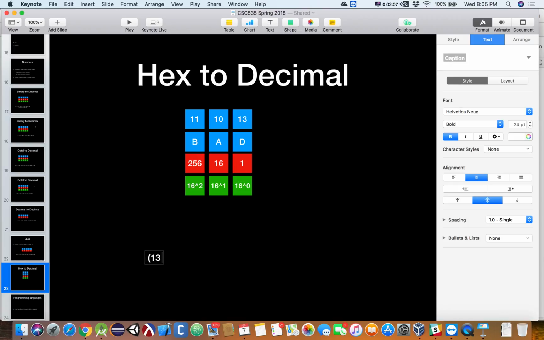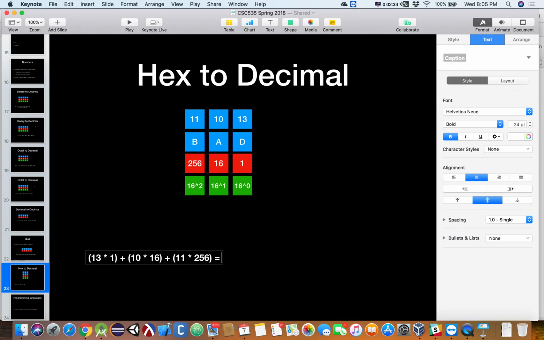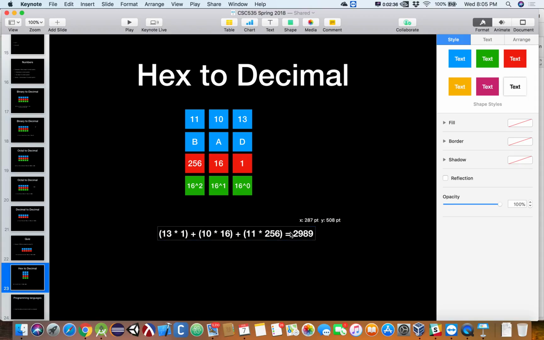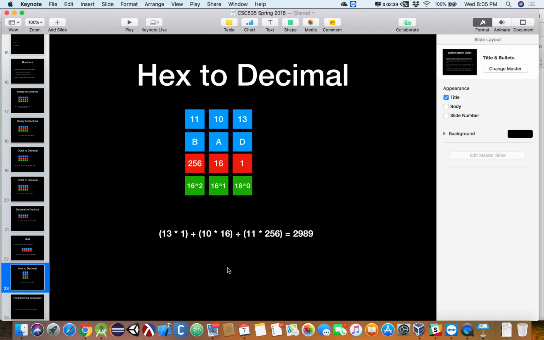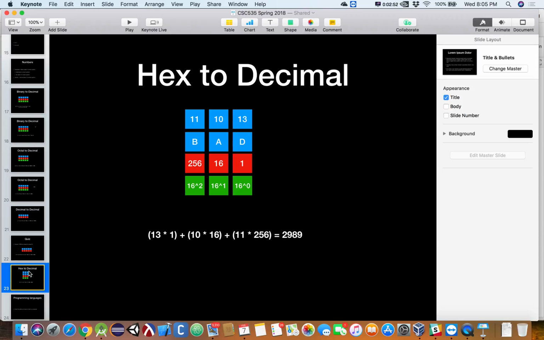So now we can do the exact same thing we've done before. So this is 13 times 1 plus 10 times 16 plus 11 times 256. Should be 2989, I think. 2989. Make sense? All right, let's do another one.